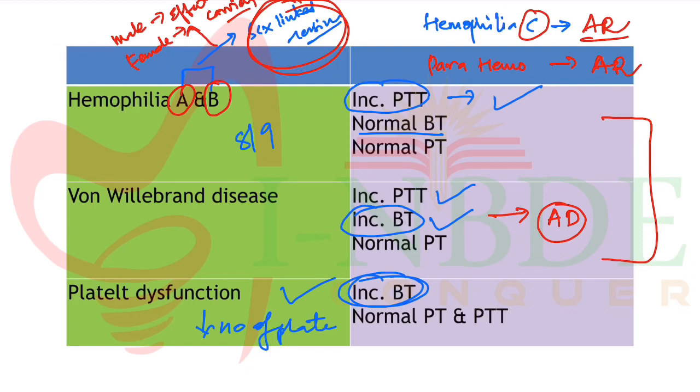So there are a few disorders which are hereditary. What are they? This is hereditary, this is hereditary, all these are hereditary. They are by genetic transmission. Among these, the most commonly occurring is von Willebrand factor disease.